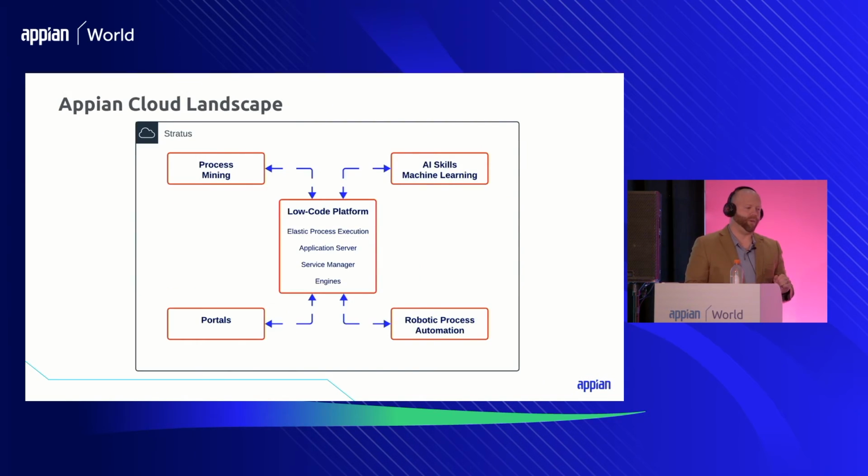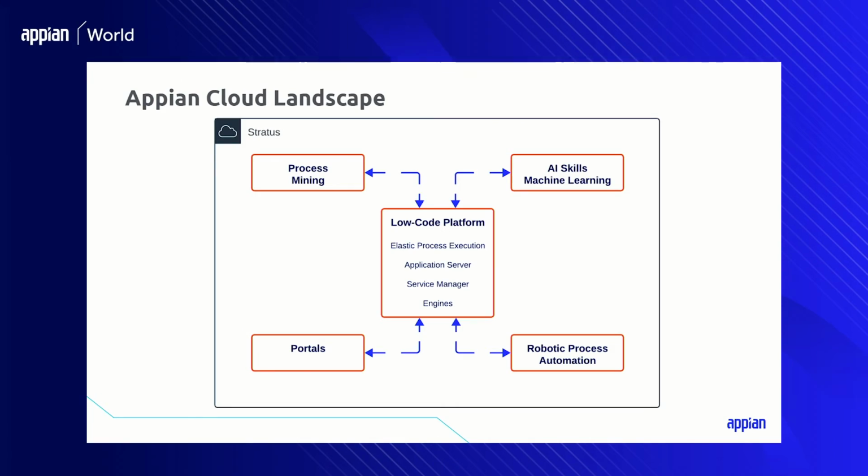So if I want to look at the cloud landscape as it currently exists, we talk a lot about low-code platforms. Some of the components that we categorize as part of the low-code platform would be elastic process execution, which they talked about this morning during the keynote. But that also includes the application server, service manager, all the different engines that are appropriate for different requests. But then we have these other components as well that are talking to the low-code platform. So we have AI skills, machine learning, process mining.